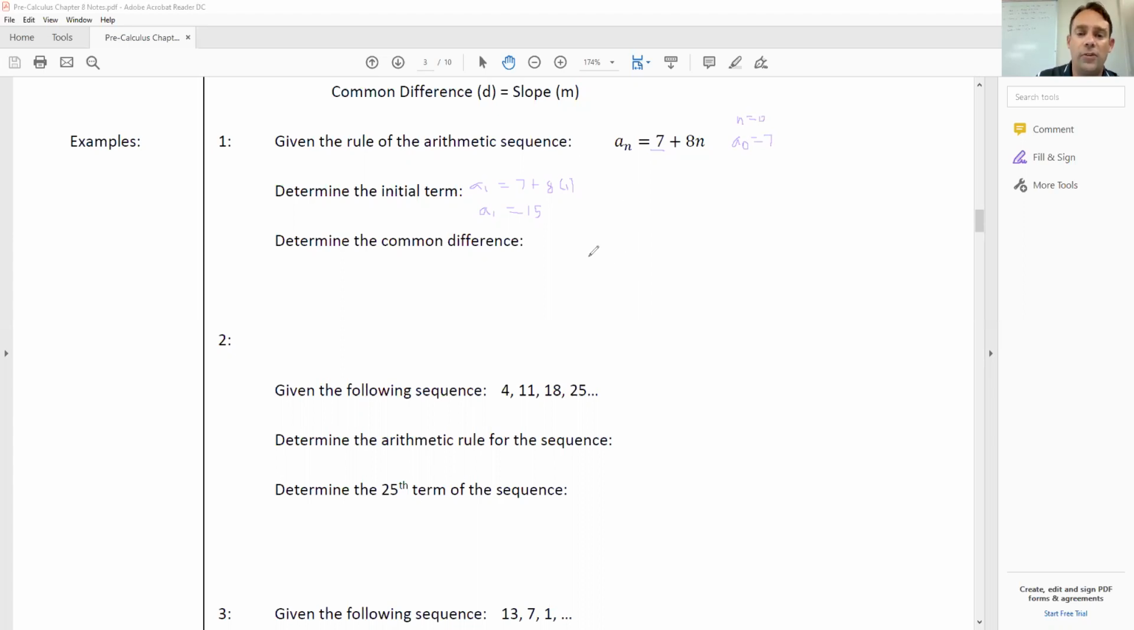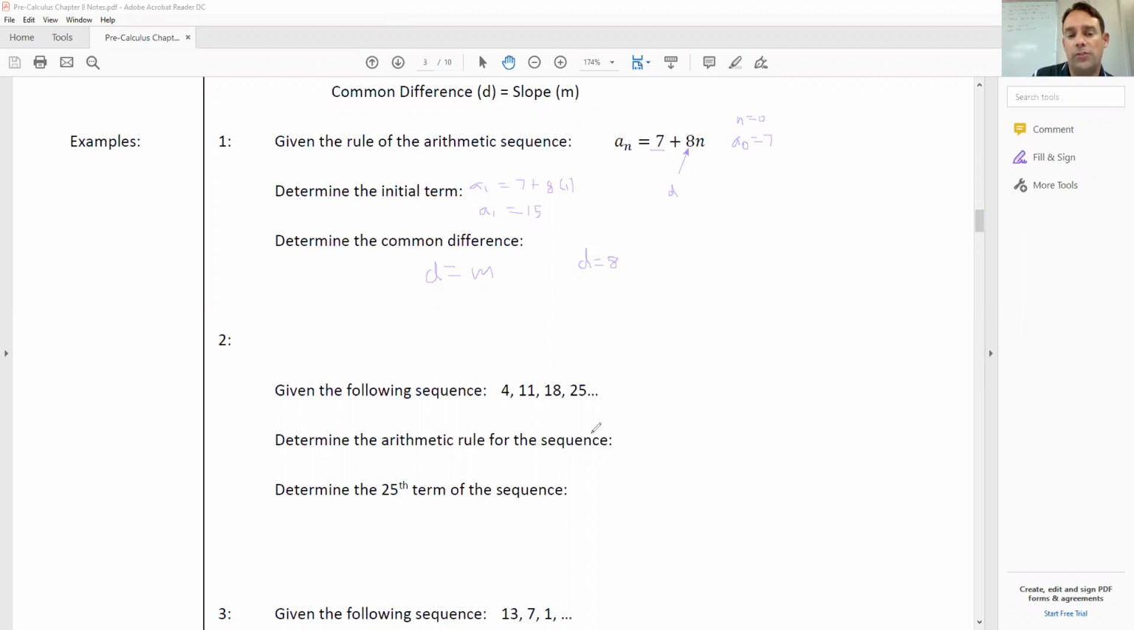The common difference, now that's the slope. Remember, common difference, d, equals the slope. So in our problem here, 8 is the slope of that equation, so therefore that's the common difference. So the common difference would be 8. So the first thing we have to be able to do is interpret what's going on in a sequence and figure it out.